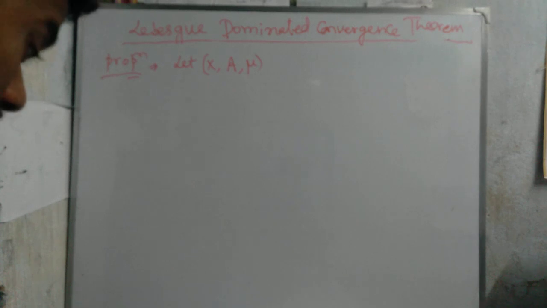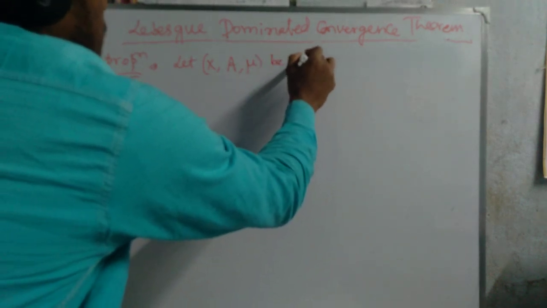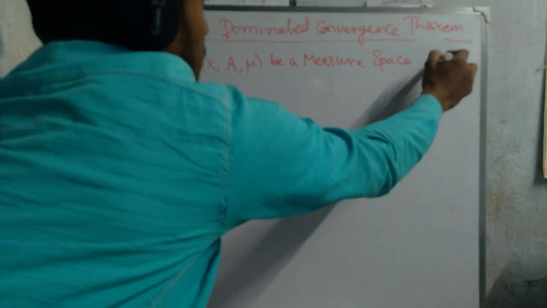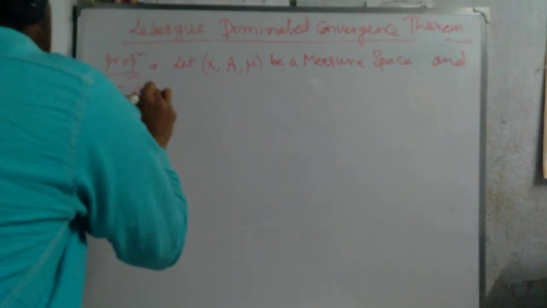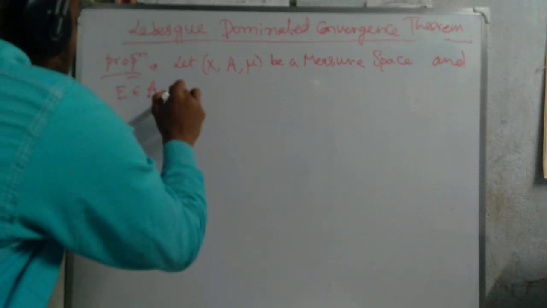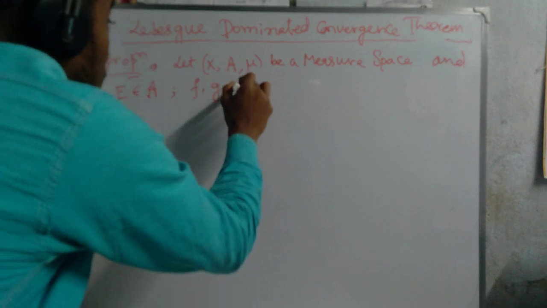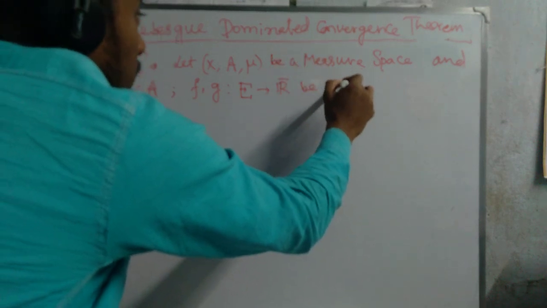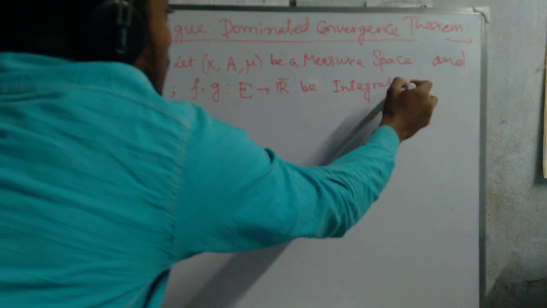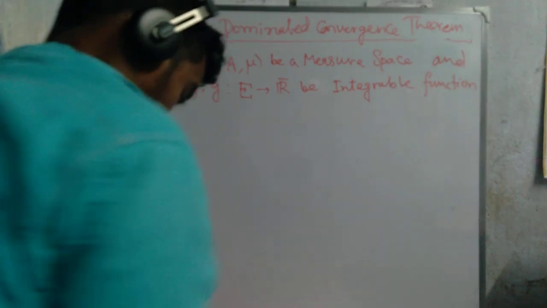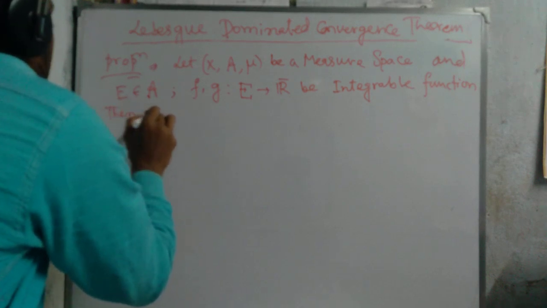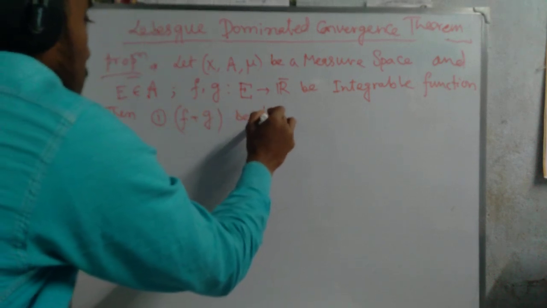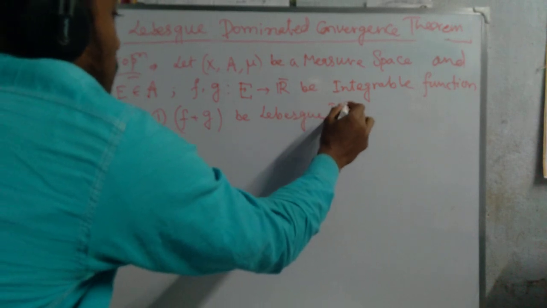Let (X, A, mu) be a measure space, and E belongs to the sigma algebra A. Now if f and g from E to R are Lebesgue integrable functions, then first, f plus g will be Lebesgue integrable.